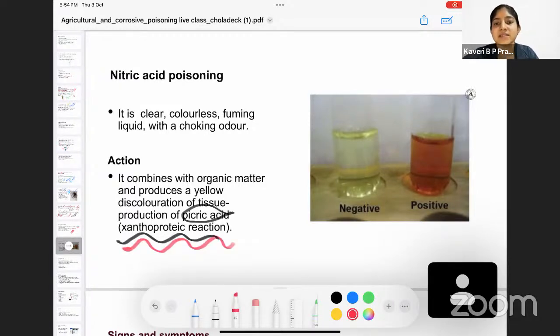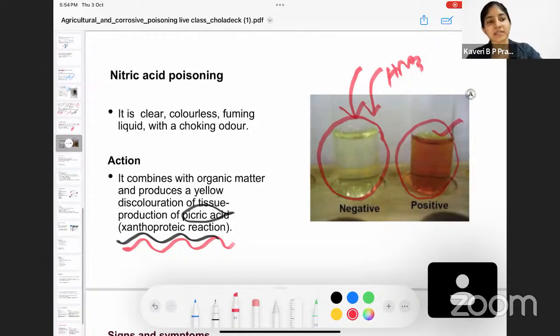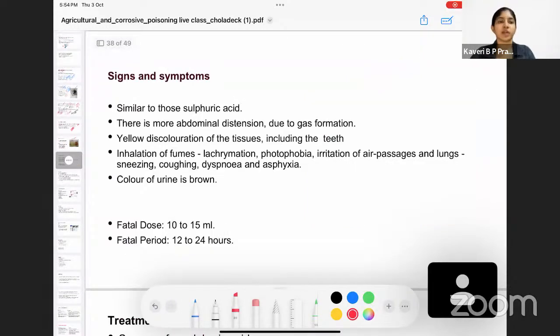See, this is a test tube which contains certain organic matter. When you add nitric acid into it, it is going to convert to this orange colored picric acid, and this process is called the xanthoproteic reaction. It happens whenever nitric acid reacts with organic substances in the body. So there is going to be yellowish orange discoloration of all the internal organs. The signs and symptoms are similar to those of sulfuric acid.